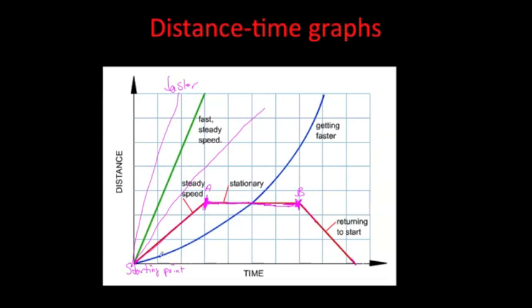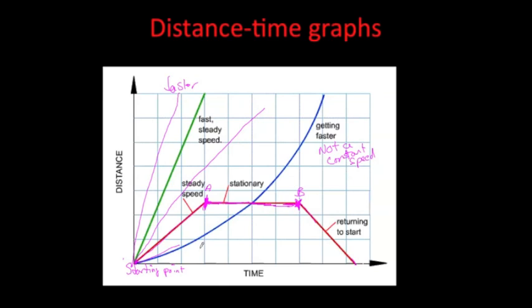And then you'll see the blue line here, which indicates an object or person that is not moving at a constant speed. It's speeding up, because as you go along, this blue line gets steeper and steeper, and the steeper it is, the faster we're moving.